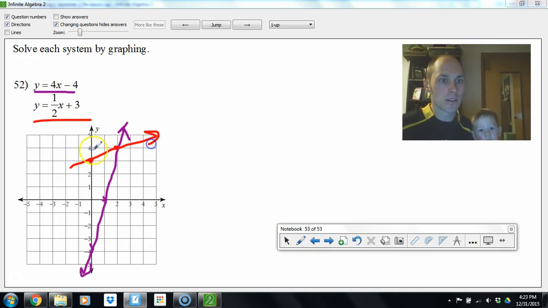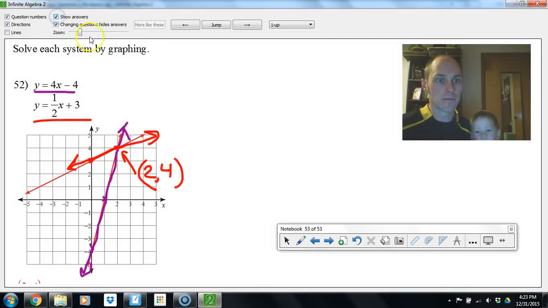We find ourselves a crossing point, don't we? This intersection here is at 2, 4. So 2, 4 will be our solution. Perfect. Give me a high five. Yes. All right, next one.